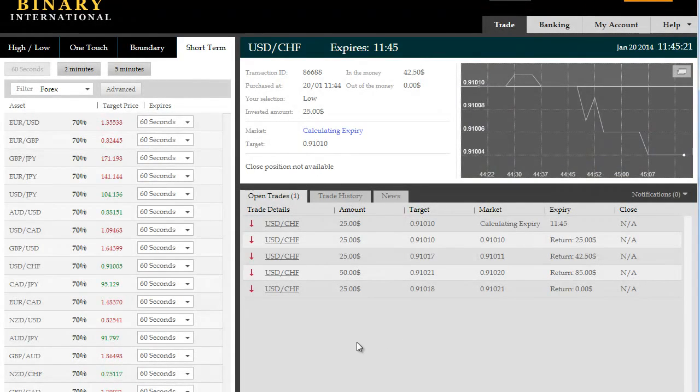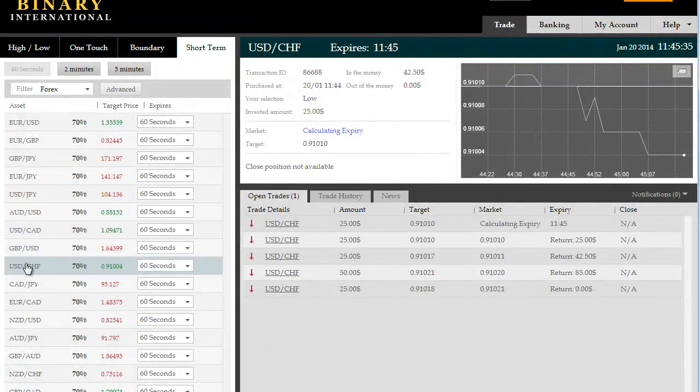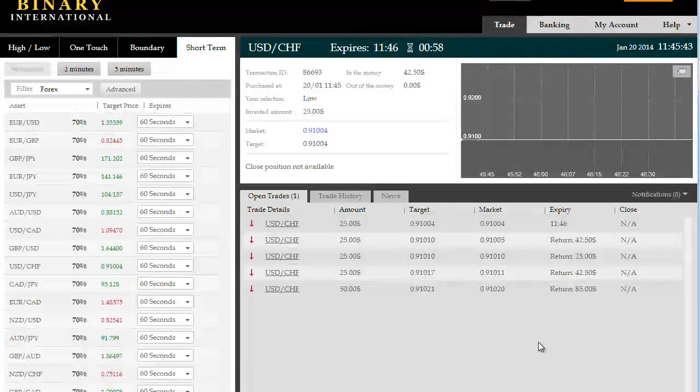There we go. US dollar Swiss franc, 6th trade expires in the money right here live on screen, using ITM Saturn Pro signals. We're going to see if we have more opportunities. We have another 100% low probability, high probability option. Yep, showing up here. So we're just going to execute that.